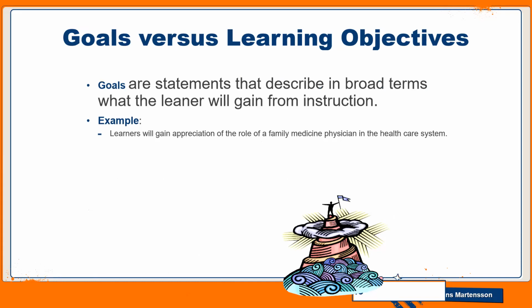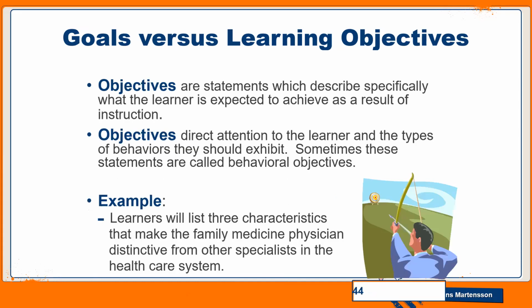Goals versus learning objectives. Of course, there is what we call goals. Those are statements that are described in broad terms. Next. Again, like I said, objectives are statements that describe specifically what the learner is expected to do. We as teachers may mix up goals with objectives. Objectives are directed to the learners and the types of behavior they should exhibit. You have an example: learners will list 3 characteristics that make the family medicine physician distinctive from other specialists.